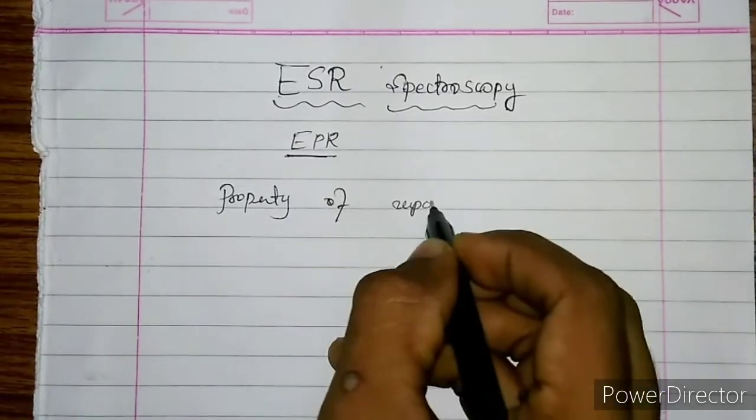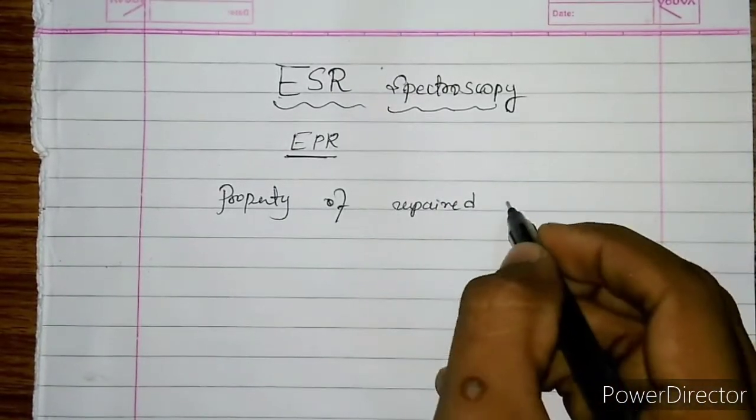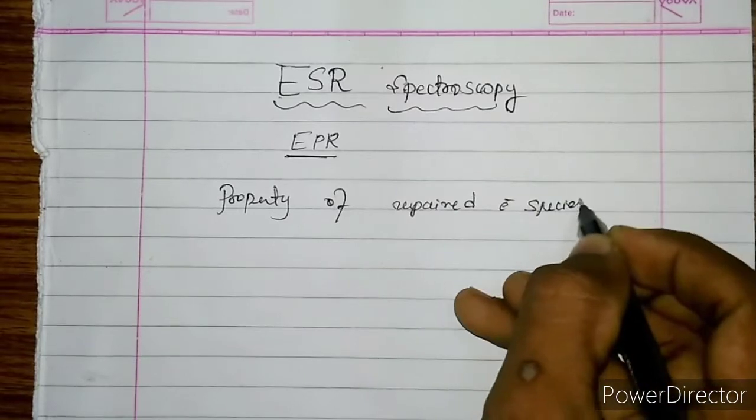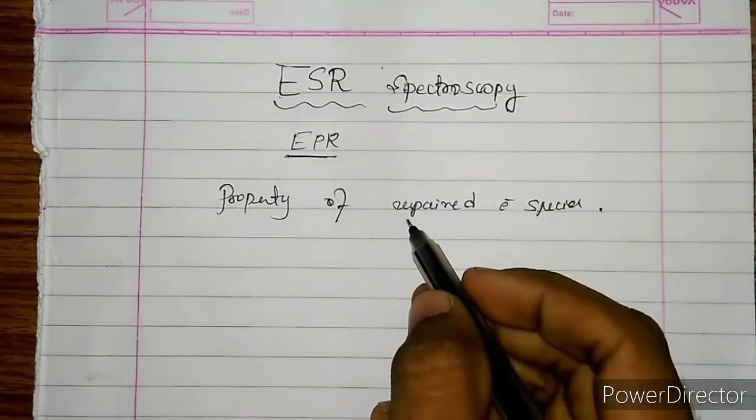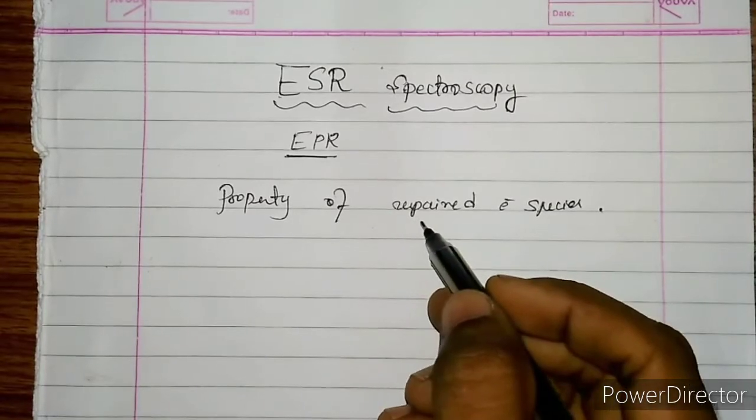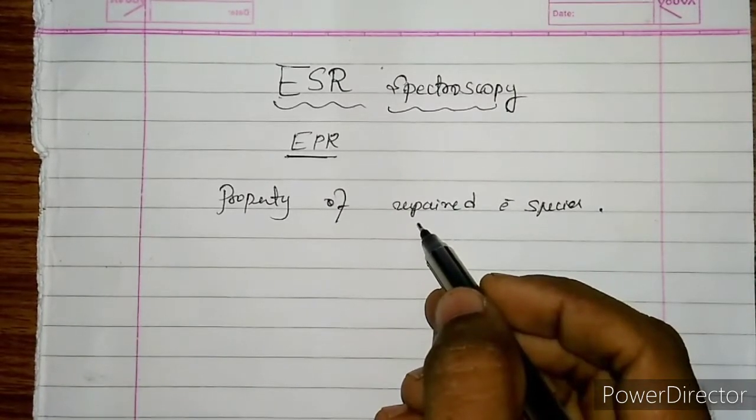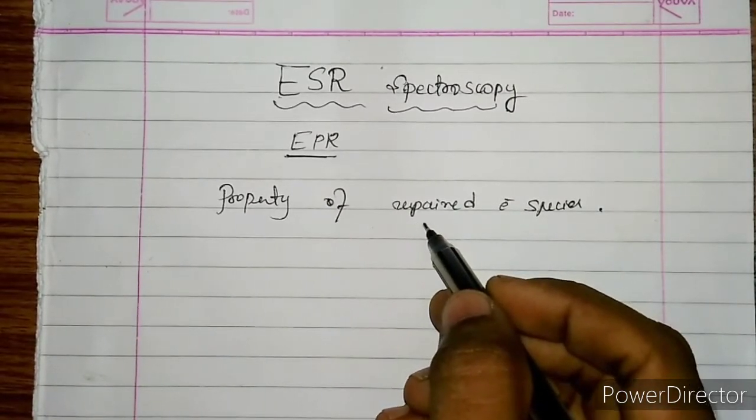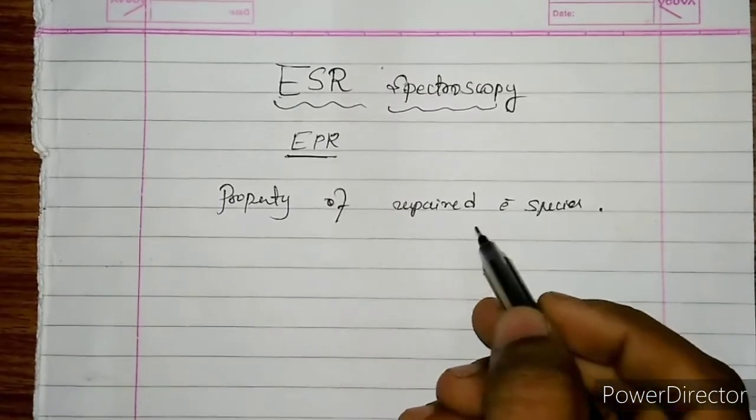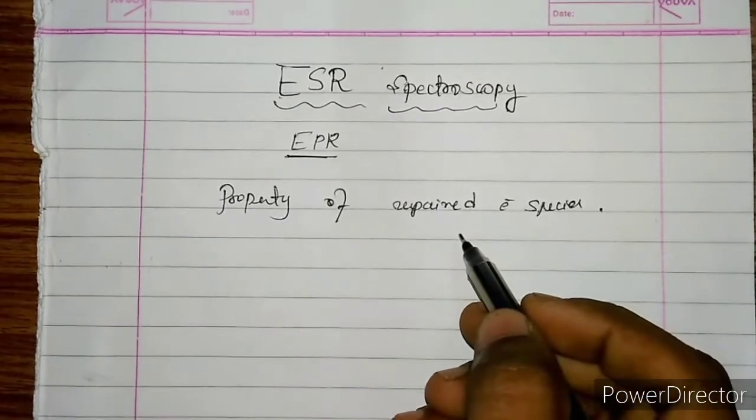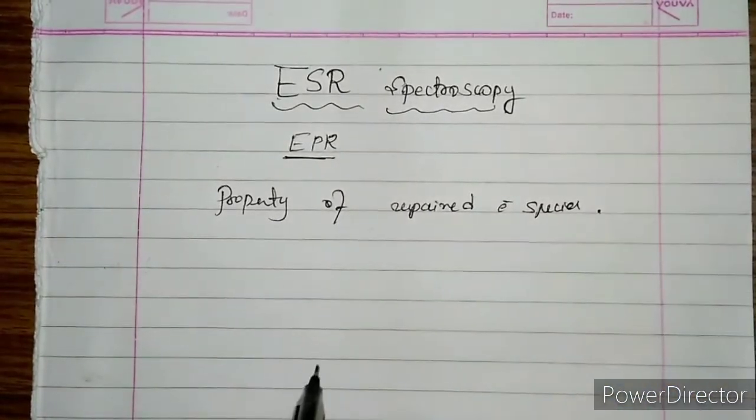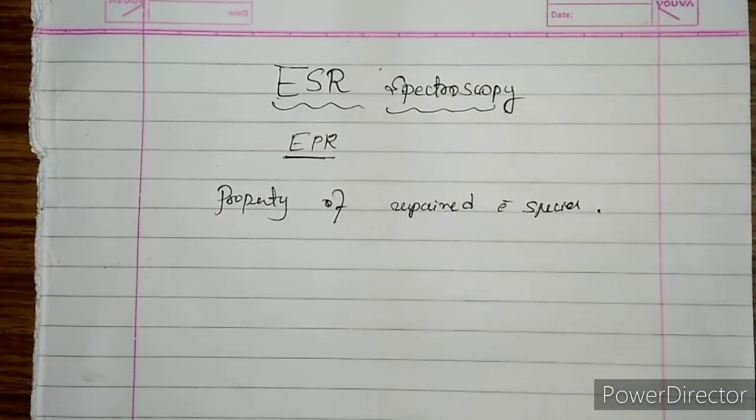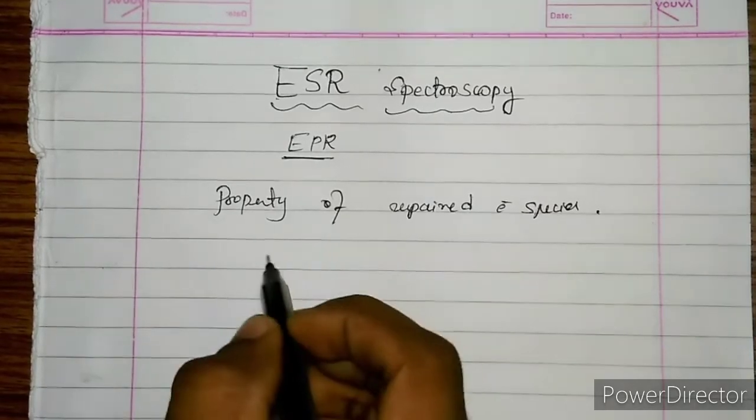Now, this ESR spectroscopy is the property of unpaired electron species. That means if a molecule contains an unpaired electron, then that species will exhibit ESR spectroscopy or EPR spectroscopy. If the molecule does not contain an unpaired electron, then it will not show ESR or EPR.